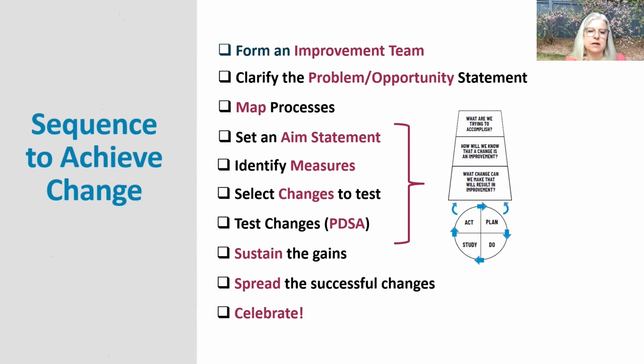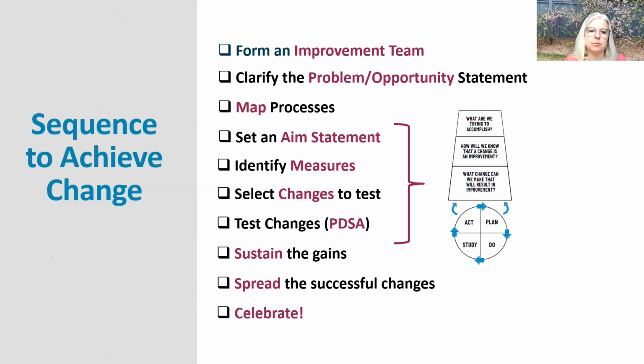The next step is to think about what opportunity you have to improve. So what problem do you have in your clinic? A common one is access. Our patients, we can't get them in for appointments when they need to be. So how can we improve that? So that's an example.